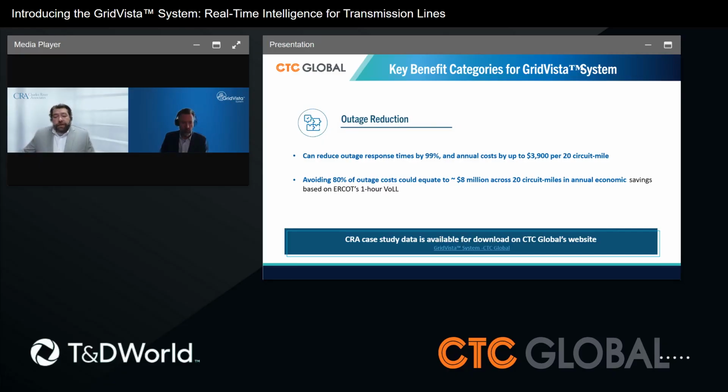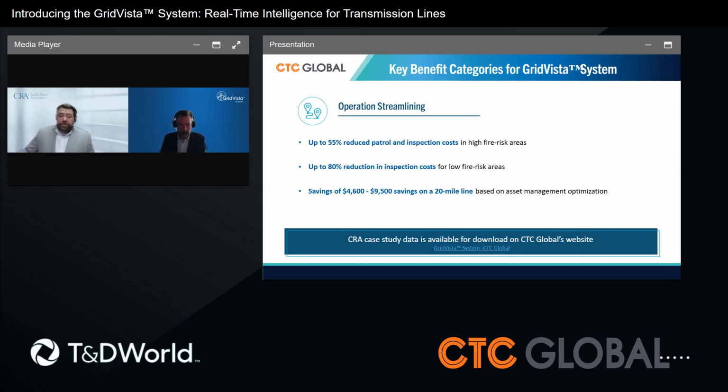Moving over to outage reduction, the analysis found that the high-resolution data of the GridVista system could enable more rapid and targeted outage response time, potentially reducing outage response times by up to 99% and annual costs by up to $3,900 per 20 circuit mile line. When we looked at the value of lost load, the CRA team determined that avoiding up to 80% of outage costs could equate to approximately $8 million across 20 circuit miles in annual economic savings, again, based on ERCOT's 1 hour duration.